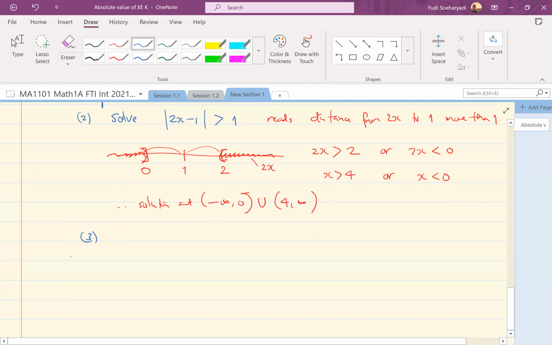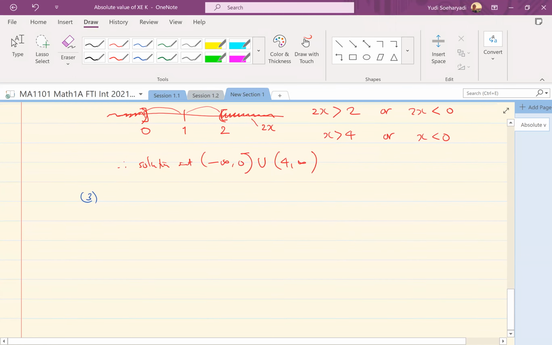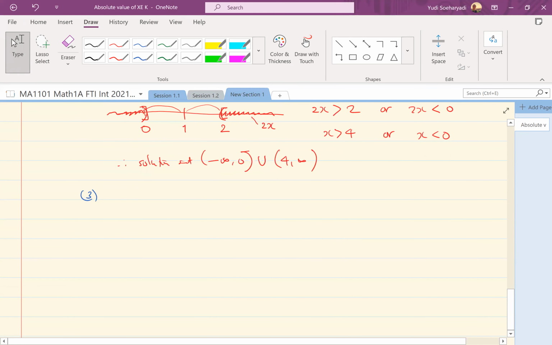Third one. All right, so let's see. Give you an example, something that you might have done differently when you were in high school. Solve this one. Okay.